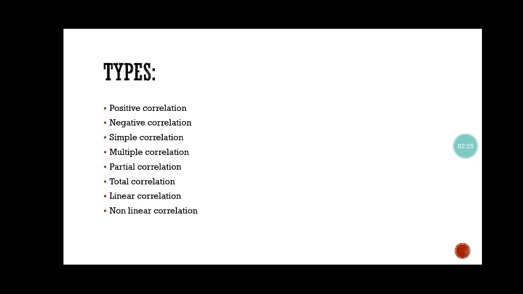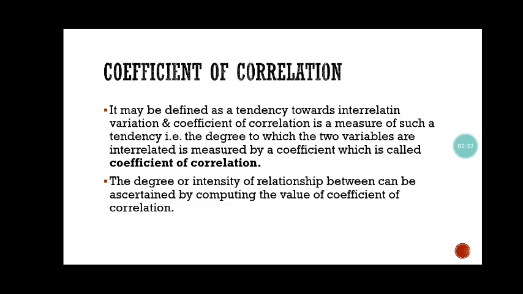Then we have seen the different types of correlation, whereby we have seen positive correlation, then negative correlation, then simple correlation, then multiple correlation, then partial and total correlation, after that linear and non-linear correlation. In today's lecture, we are going to see the concept of coefficient of correlation and the degree of correlation.